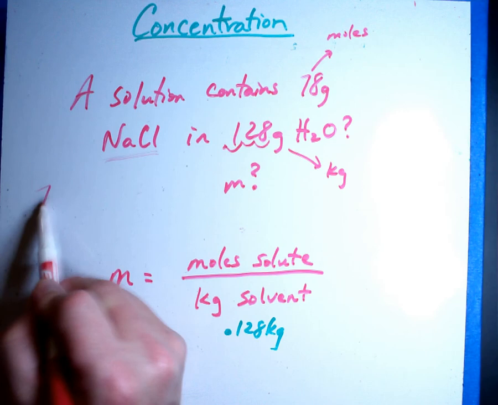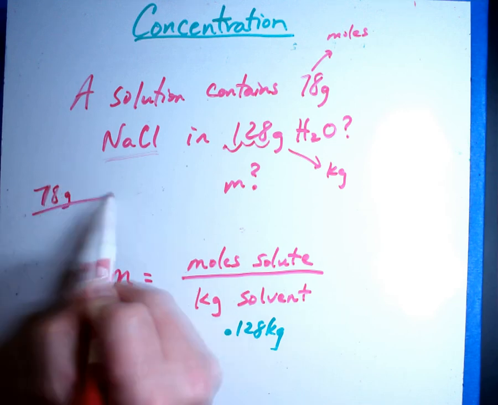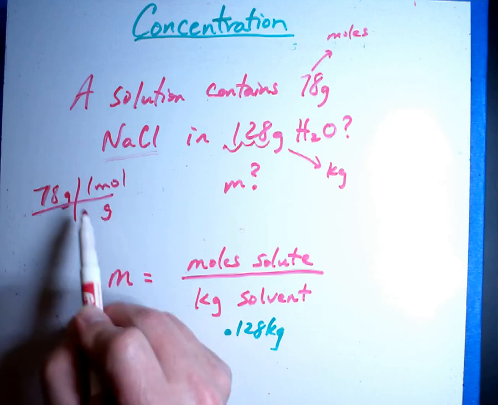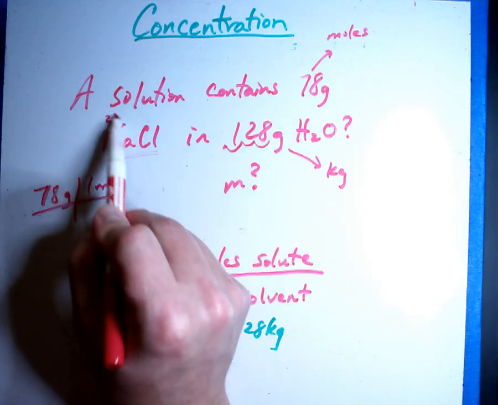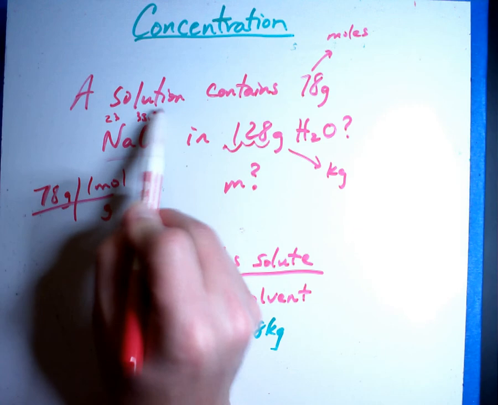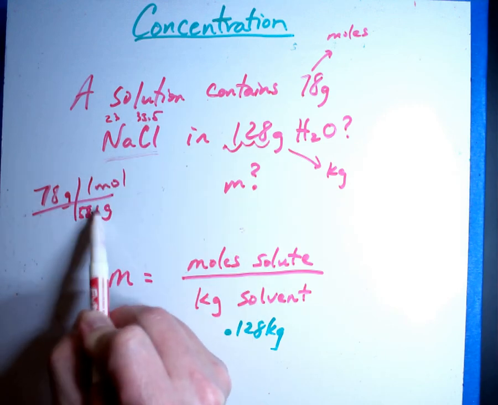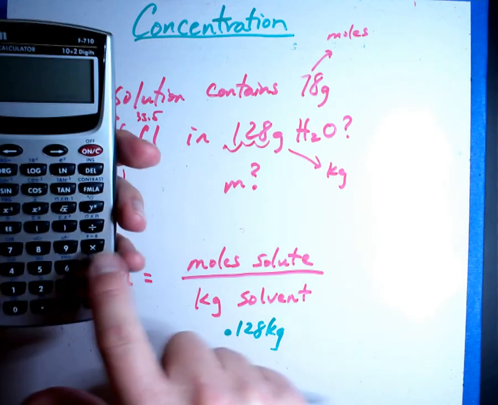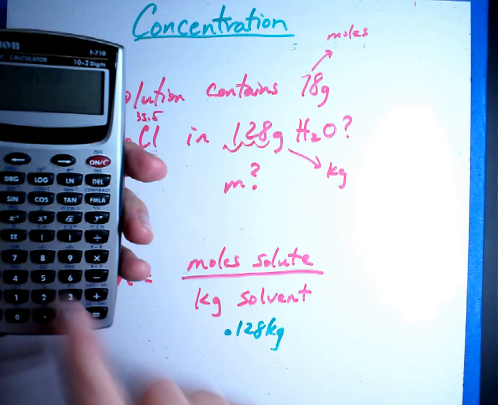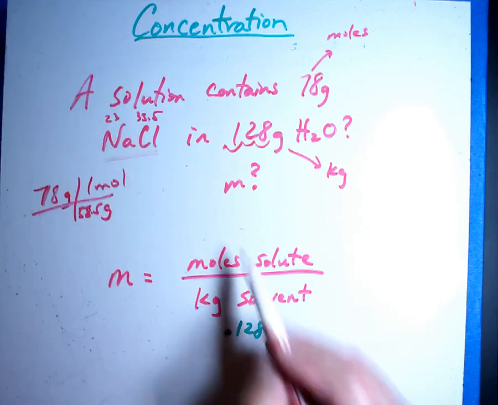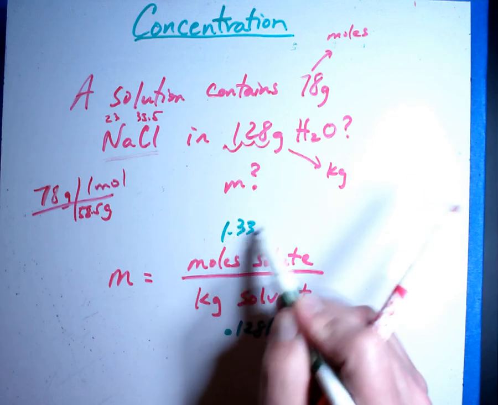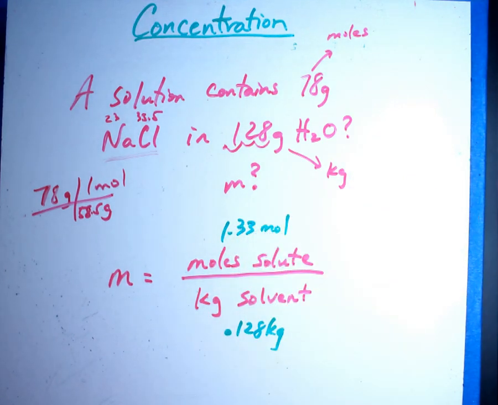All right, so that means I'm going to have to take the 78 grams and change it. Salt, add the weights, 23 and 35.5. That's 58.5. So I grab my handy-dandy calculator. 78 divided by 58.5 equals 1.33. So this is 1.33 moles. It's simple dividing.